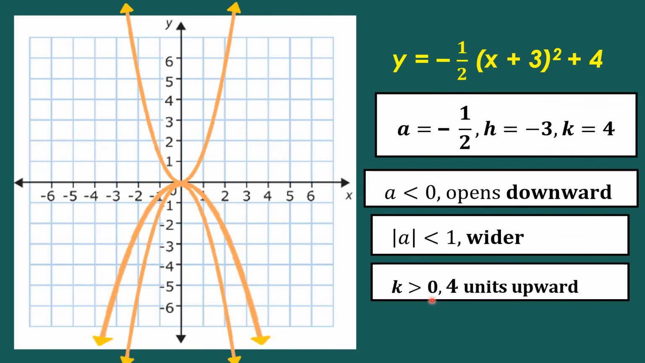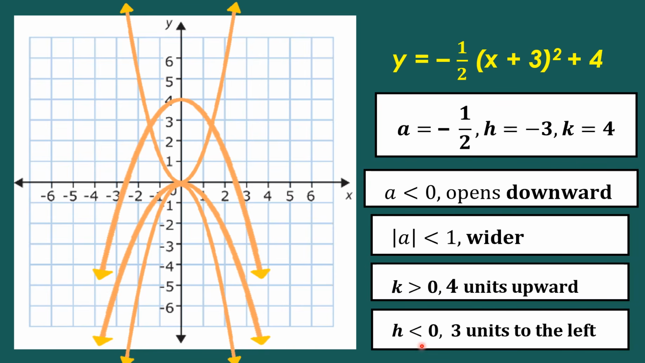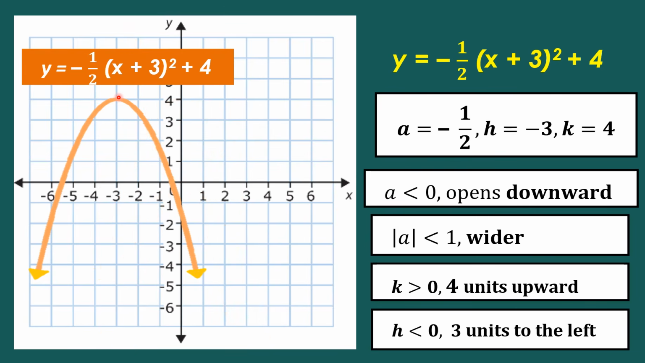Next, ang value ni k natin ay 4. And 4 is greater than 0. That means, ang graph natin ay iaangat natin ng 4 na units. So, we have to move 1, 2, 3, 4. 4 units upward. But, the value of h here is negative. So, kung ang value ng h ay negative, it's less than 0, so we have to move 3 units to the left. So, from this point, move tayo ng 3 units. 1, 2, 3.